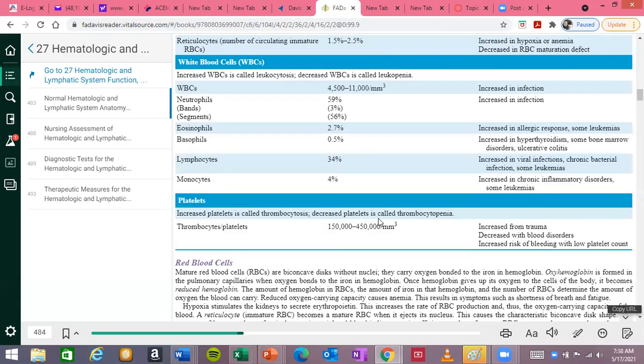It also tells you decreased platelets is called thrombocytopenia. Anytime I hear the word penia, I'm thinking of something that's low in the blood. Thrombocytosis is increased platelets, but decreased platelets is thrombocytopenia. So you can see a test question: Patient has decreased platelets, what does that mean? Or patient is experiencing thrombocytopenia, what should concern a nurse?